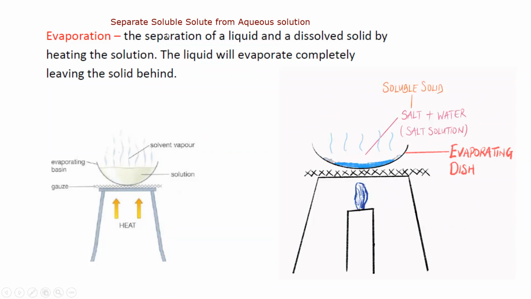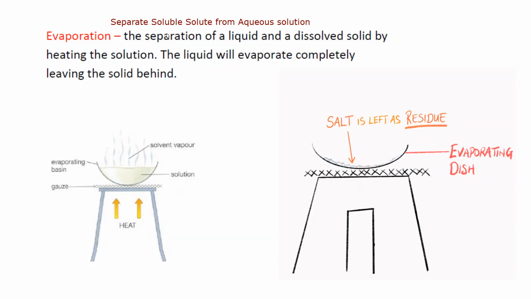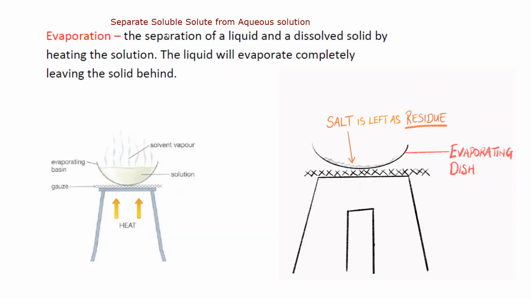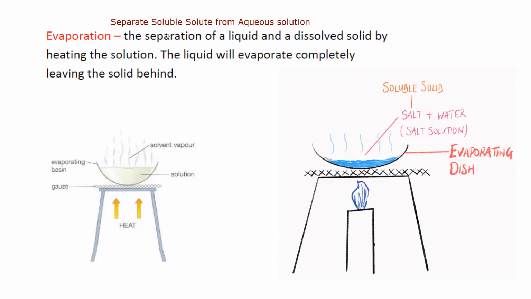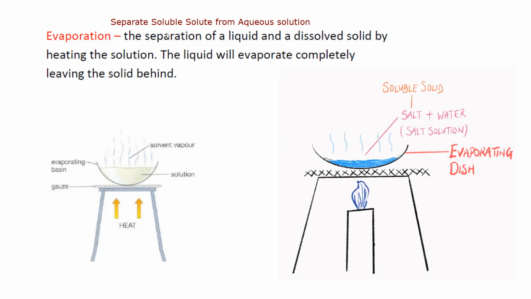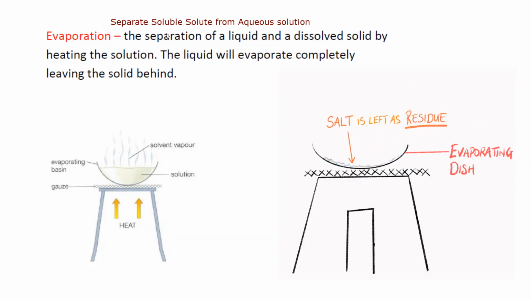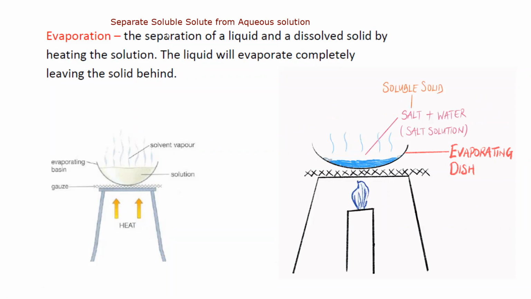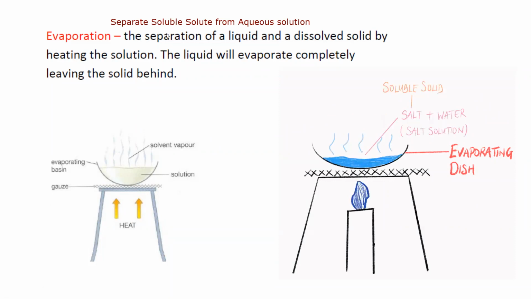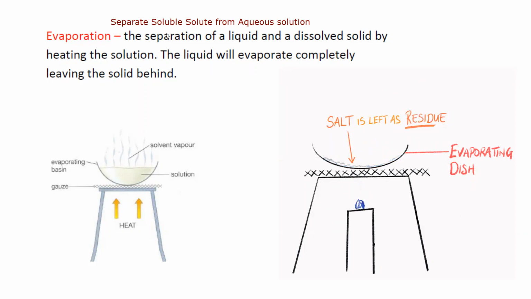I mentioned in the beginning that we are separating a soluble salt, or a dissolved salt. When the solid is dissolved in solvent and you supply heat energy, the solid cannot turn into vapor, but the solvent turns into vapor. When all of the solvent escapes, you are left with the dissolved solid, and that solid which is left behind is known as residue, and this technique is known as evaporation.